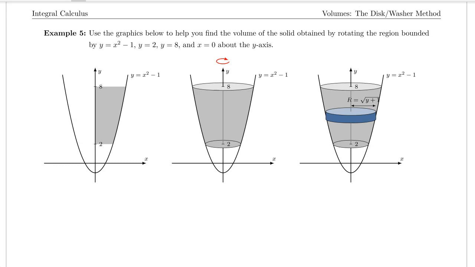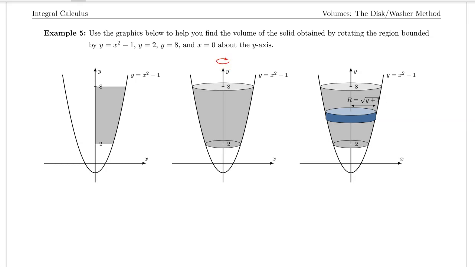Example 5 says, use the graphics below to help you find the volume of the solid obtained by rotating the region bounded by y equals x squared minus 1, y equals 2, y equals 8, and x equals 0 about the y-axis. Now this one's nice because basically our graphs are done for us. We have this shaded region here, and we're taking that and rotating it about the y-axis, which this indicates the rotation about the y-axis.